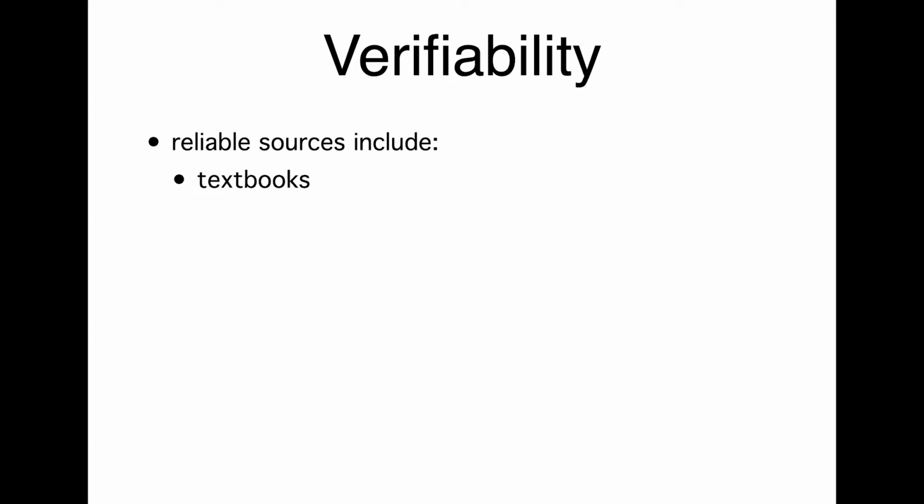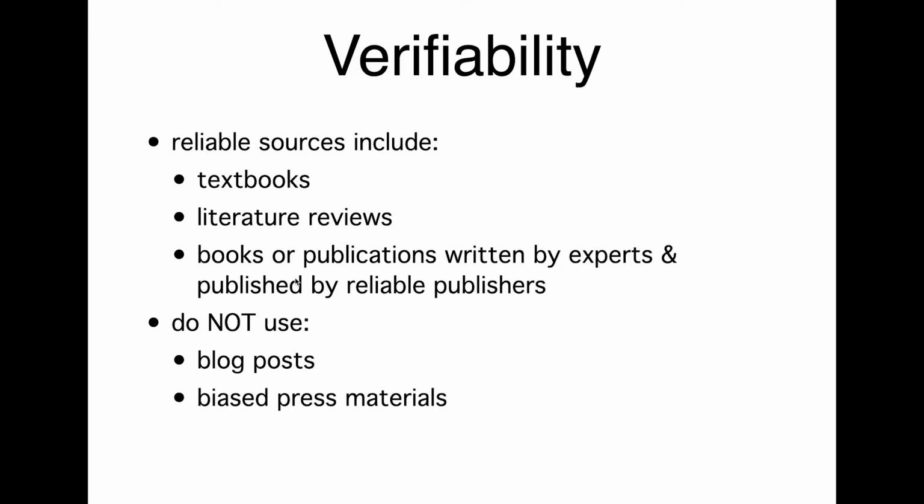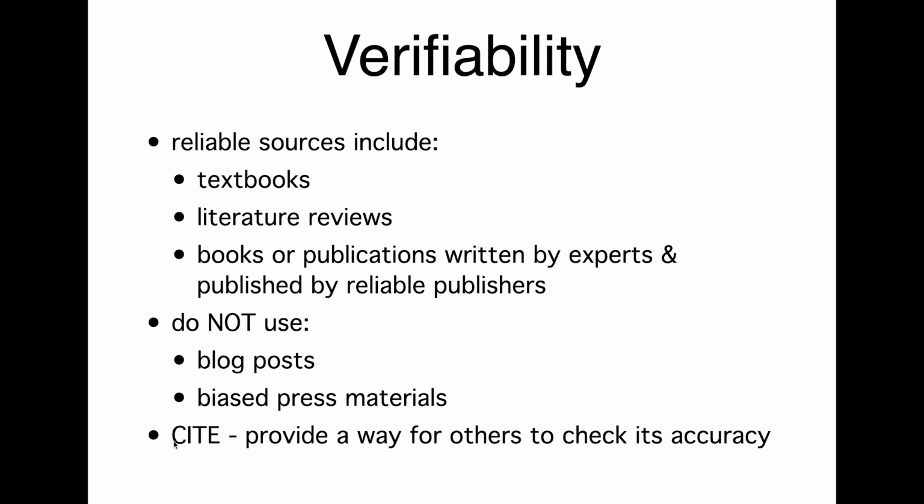Verifiability, so reliable sources. These include textbooks, literature reviews, books or publications written by experts and published by reliable publishers. So you can't use blog posts, so no using my blog, or biased press materials. You want to cite, so you need to provide a way for others to check its accuracy. And also if you're on an article and there are no citations, you can flag it as needing citations, and then it'll put a little needs citations banner.